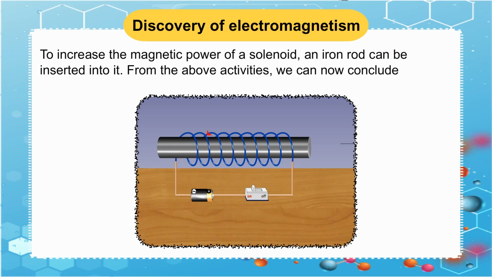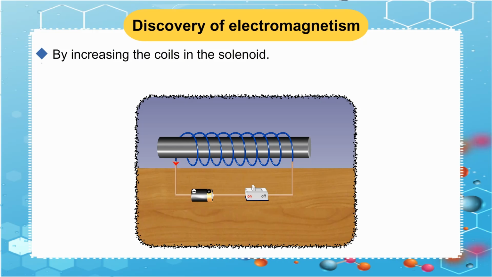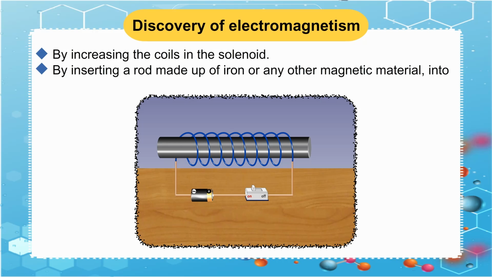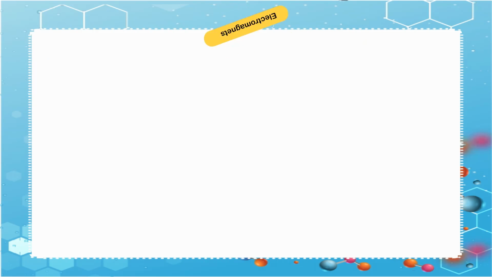From the above activities, we can now conclude that the strength of a solenoid can be increased in the following ways. By increasing the coils in the solenoid. By inserting a rod made up of iron or any other magnetic material into the solenoid. By increasing the amount of current passing through the solenoid.